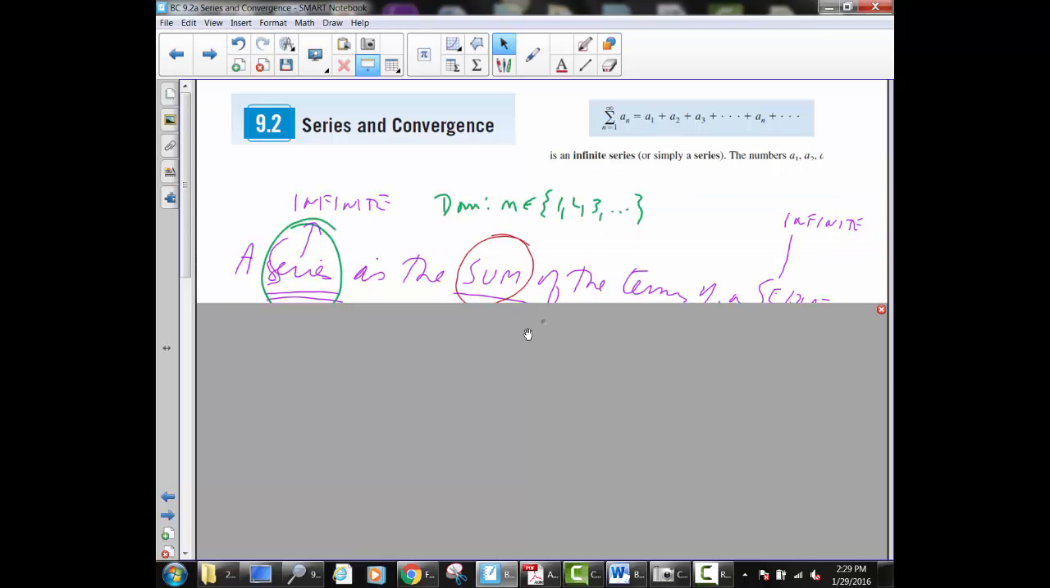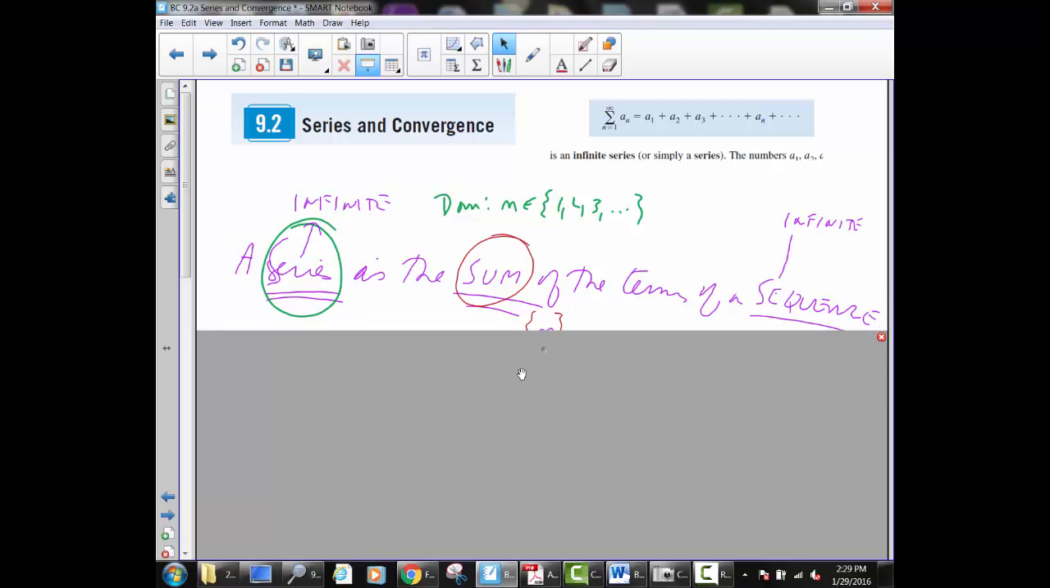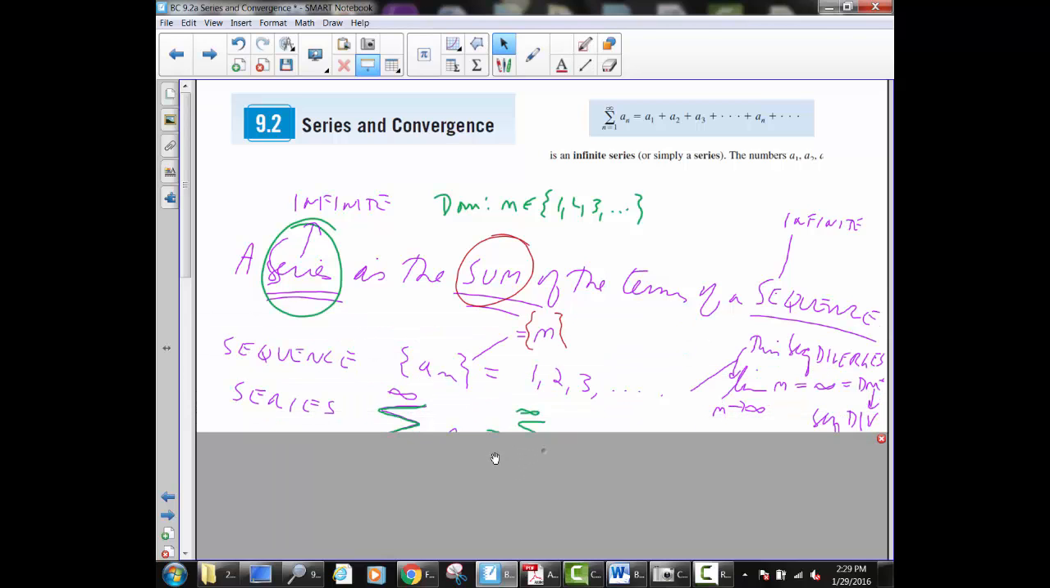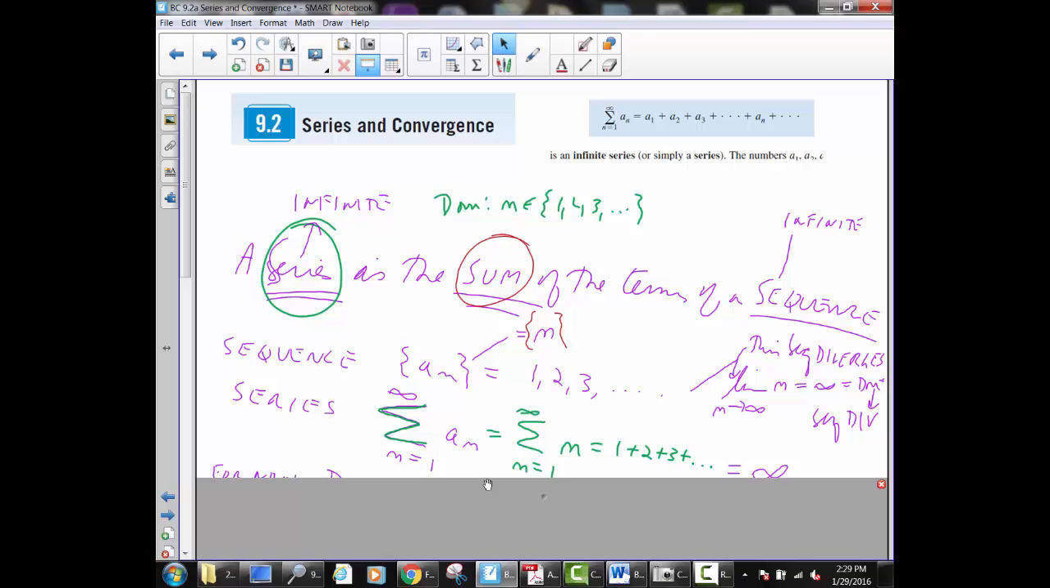So again, the domain is 1, 2, 3. A series is the sum of the terms of an infinite sequence, and these will be infinite series from infinite sequences. So remember, the notation for a sequence is braces, a_n. So for example, if that sequence was n, it would be 1, 2, 3. The corresponding series would be, we'd add all those up together, and that would be 1 plus 2 plus 3.